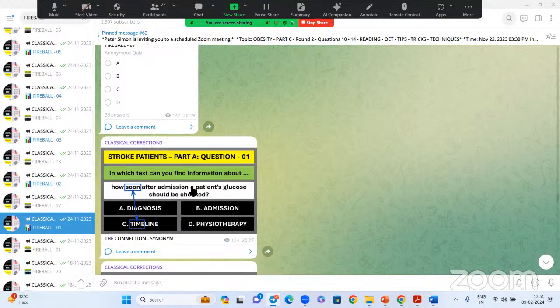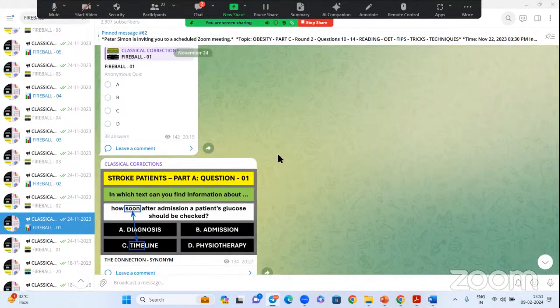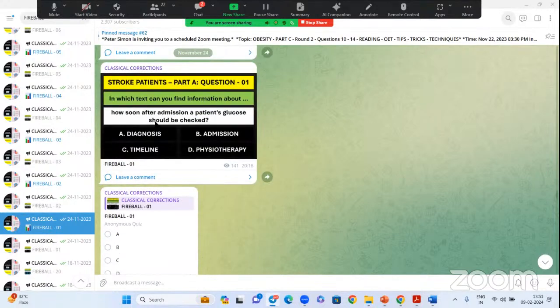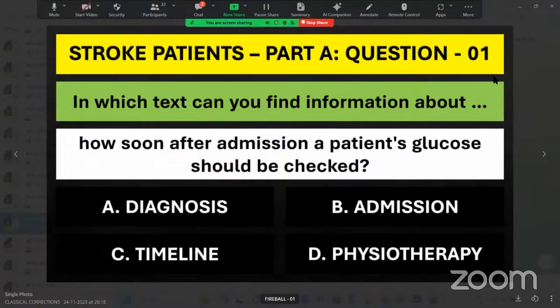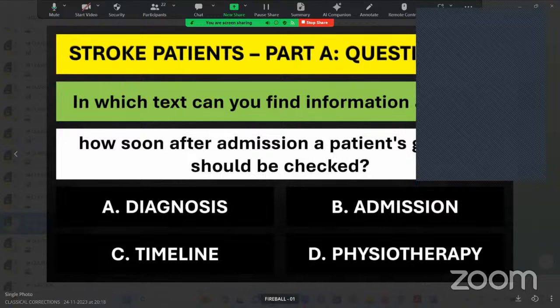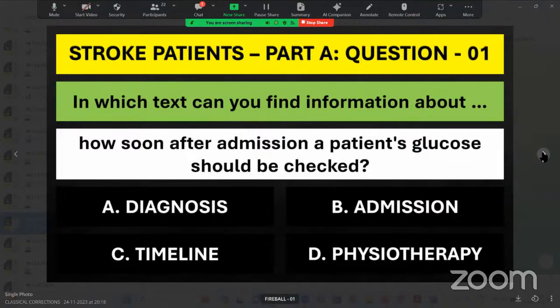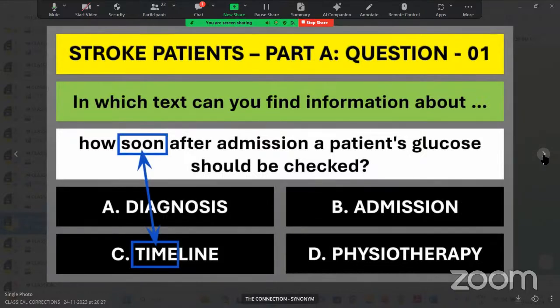So next. Now let me tell you here. How many of you have given? Okay, many have got 1 mark. Now let us see the answer. Let us see the explanation. How soon after admission a patient's glucose should be checked?